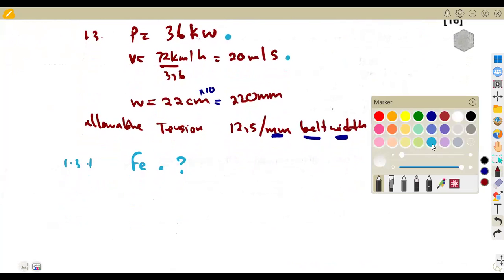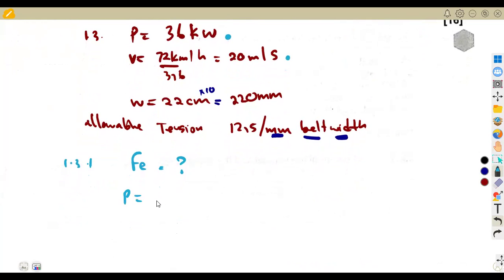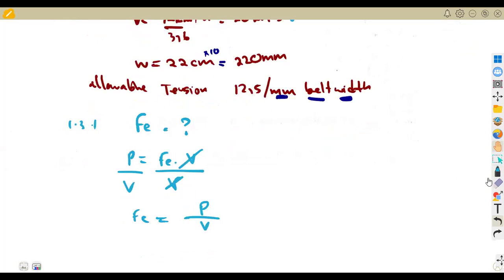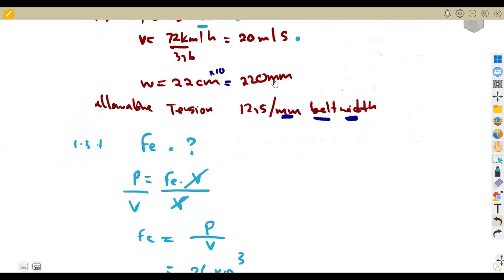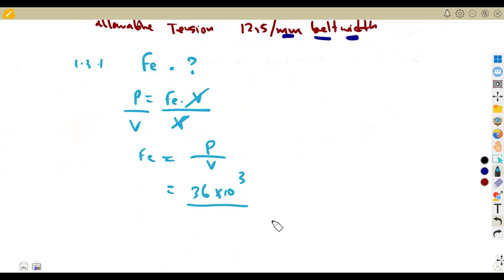All right, so let us just have this. Power is the effective force times the velocity. And as we want the effective force, we're going to divide by the velocity on both sides. That means the effective force is going to be the power over the velocity. Our power is 36 kilowatts, so that is 36 times 10 to the exponent of 3, over the velocity in meters per second, which is 20 meters per second.